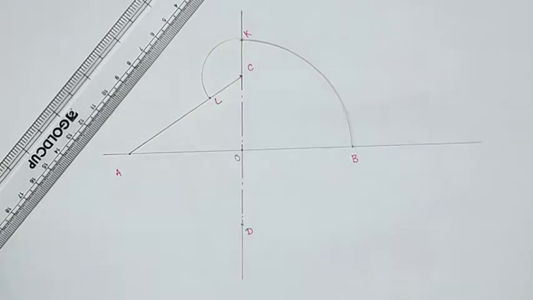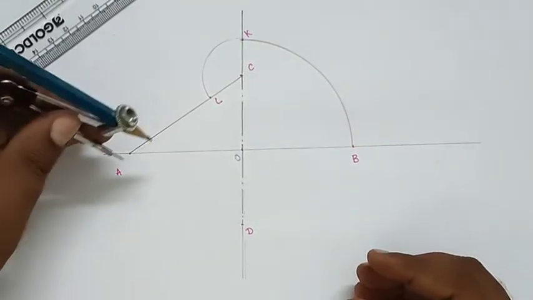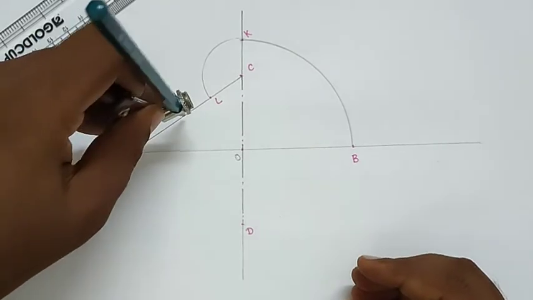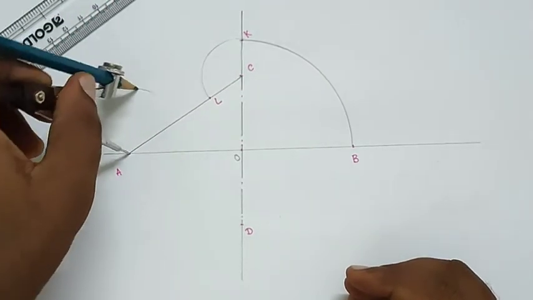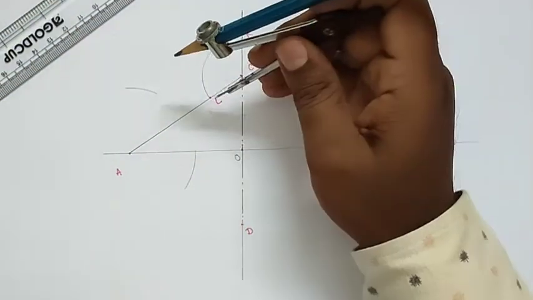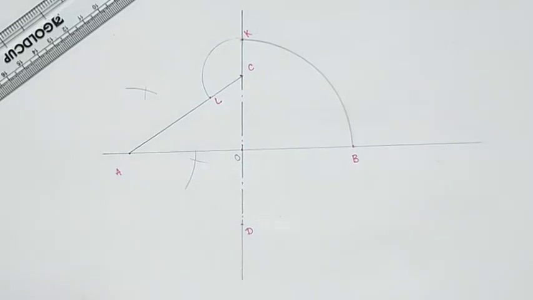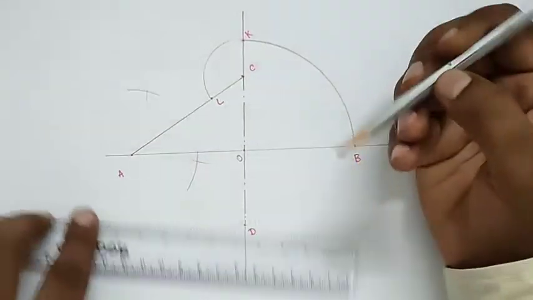Now we will bisect the AL line. How will we bisect the AL line? Take greater than half of AL. Draw the arc from point A in both directions. From point L also we will cut those arcs. Now we will join these two arcs.